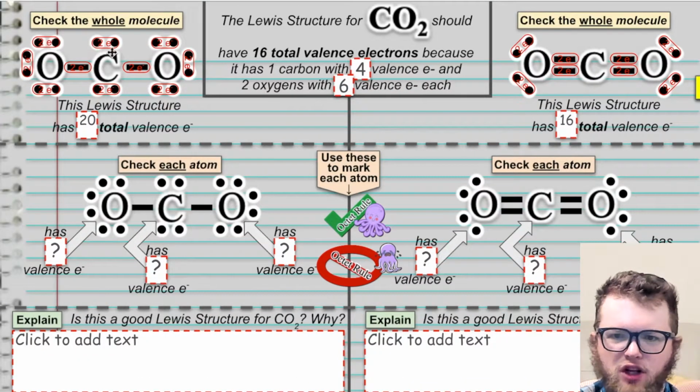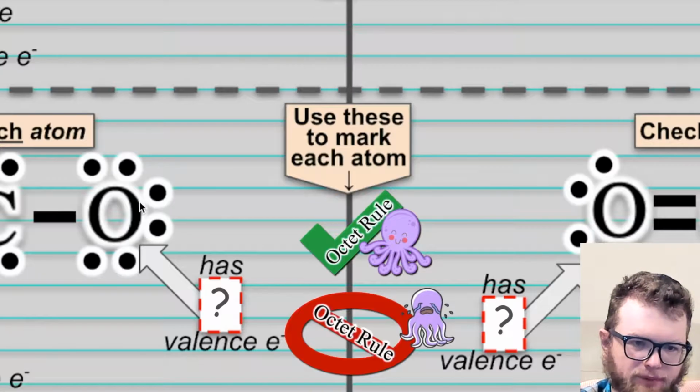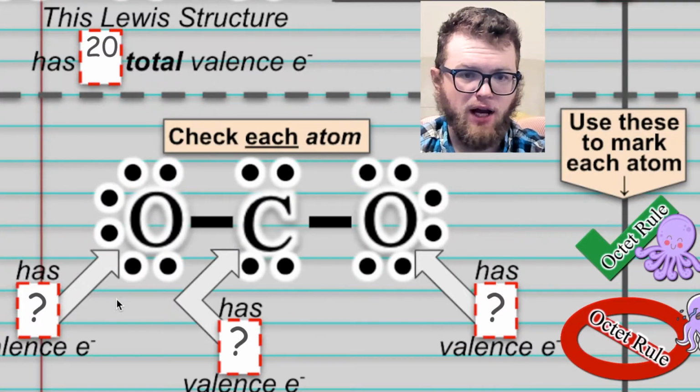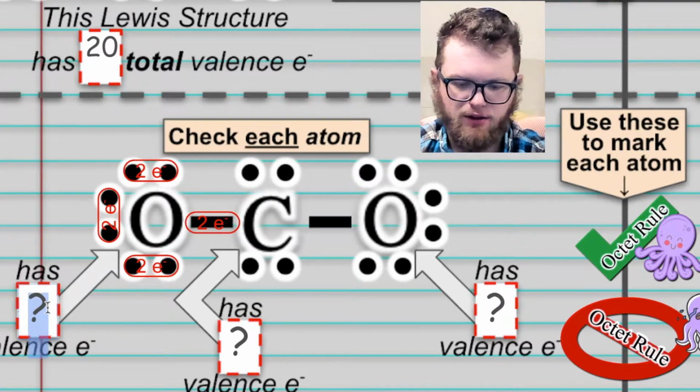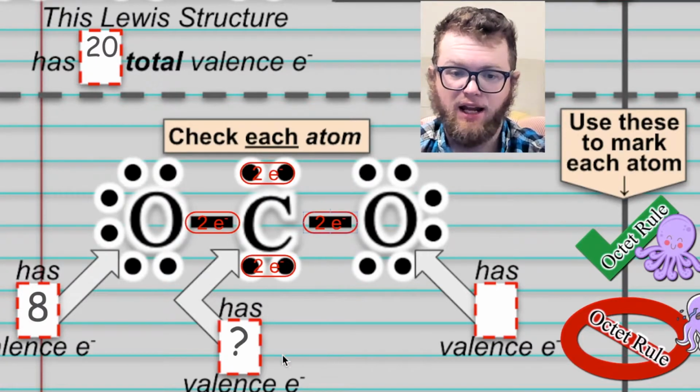Okay, so now that we've checked the whole molecule, we need to check each atom. So let's do the one over here. As we check each atom, we just check around each atom. This oxygen on the left here has 2, 4, 6, 8 valence electrons. The carbon in the center here has 2, 4, 6, 8 valence electrons.